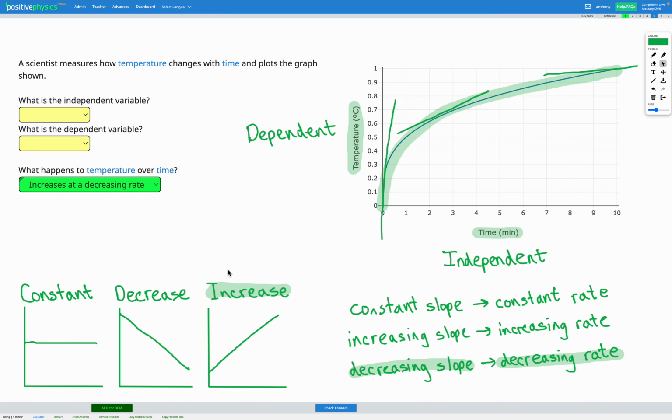So on these questions, all you have to do is look at your y-axis for your dependent variable, look at your x-axis for your independent variable, and then look at the shape of your graph. Is it flat? That means it's constant. Is it going down? That means decreasing. Or up? That means increasing. And then look at the shape. If it's a straight line, it has a constant slope, which means a constant rate. If it's getting steeper and steeper, that means it has an increasing slope, which means an increasing rate. If it's getting less steep, that means a decreasing slope and a decreasing rate.